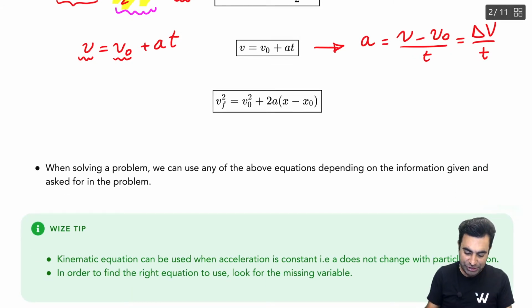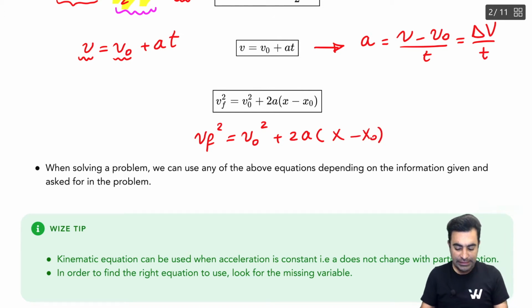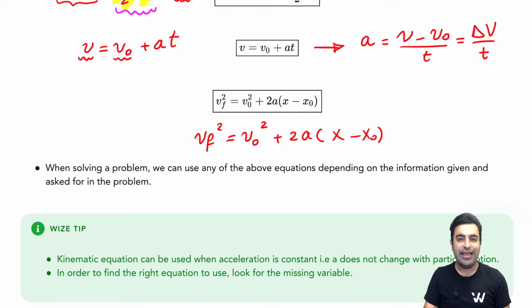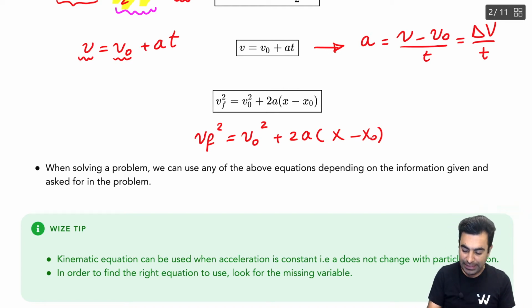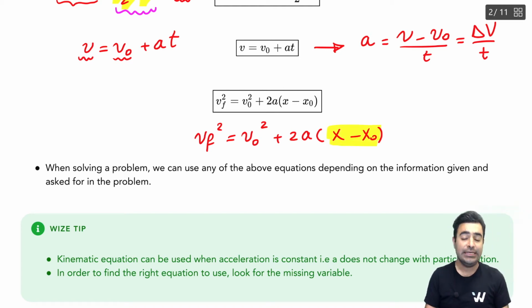Finally, the last equation I want to introduce here is vf squared equal to v initial squared plus 2 times a times x minus x naught. This is a very useful equation because, as you notice, there is no time dependence there. And we can relate final velocity, initial velocity, acceleration, and displacement. So here, as I mentioned, vf is the final velocity, v naught is the initial velocity, and x minus x naught is basically the displacement of the object.